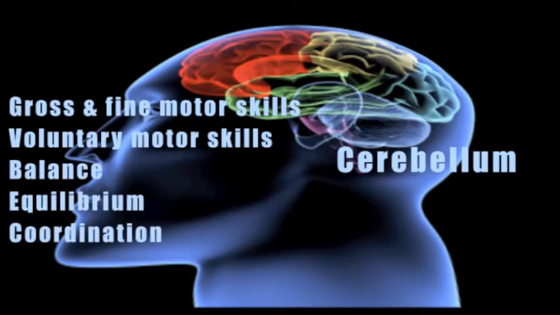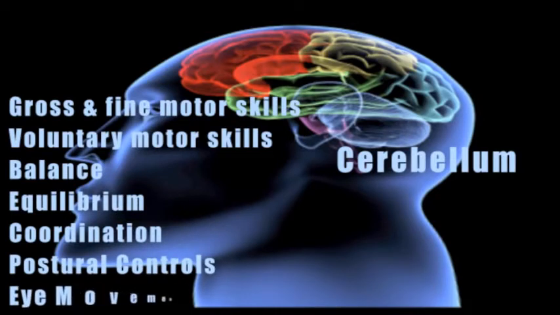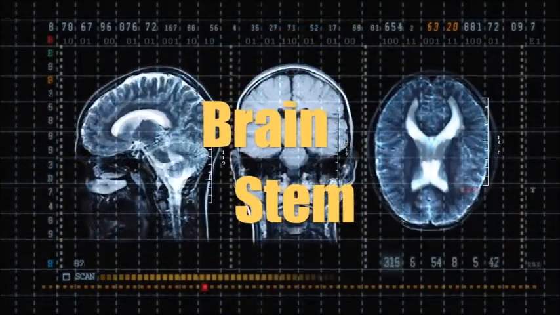We have our balance and our equilibrium, the ability to stand up and not fall over, the ability to be able to ride a skateboard, to be able to ride a bicycle, to go for a jog down the block. Our postural control and our eye movements, moving our eyes back and forth, up and down, and utilizing our eyes to obtain visual information so that it can be processed by our brain.